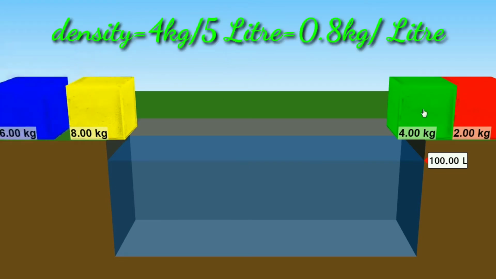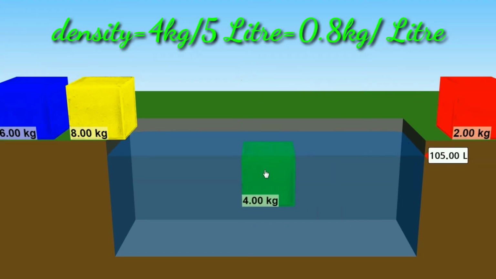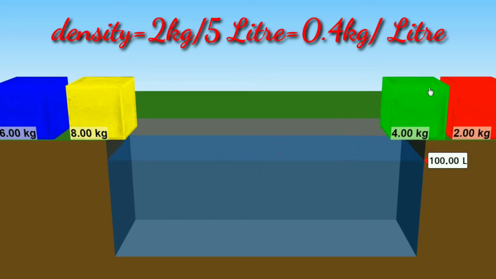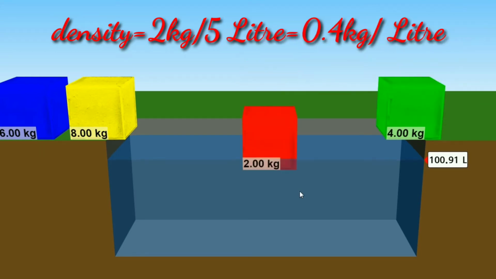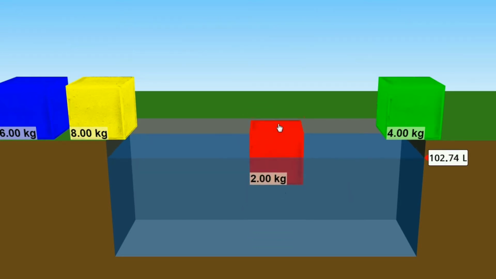This green block is 4 kg, but the volume of the green block is 5 liters. So the density is 0.8 kg per liter. Now the last one, the red block. Mass of this red block is 2 kg, but the volume of this red block is 5 liters. So the density of this red block is 0.4 kg per liter.